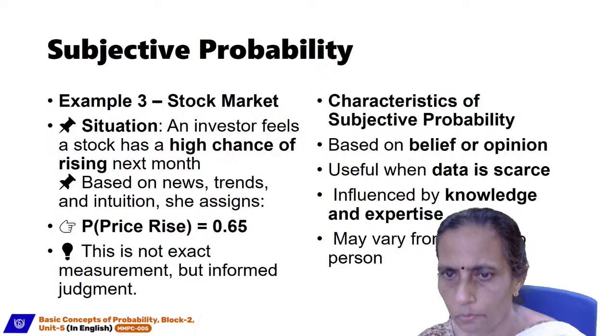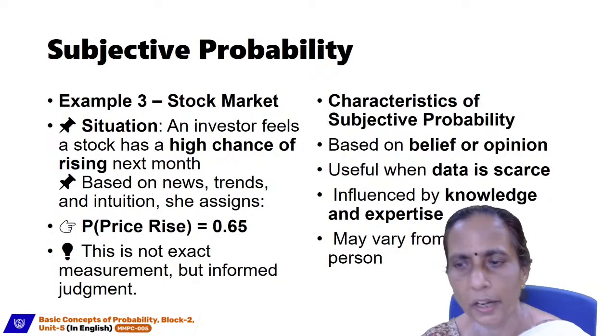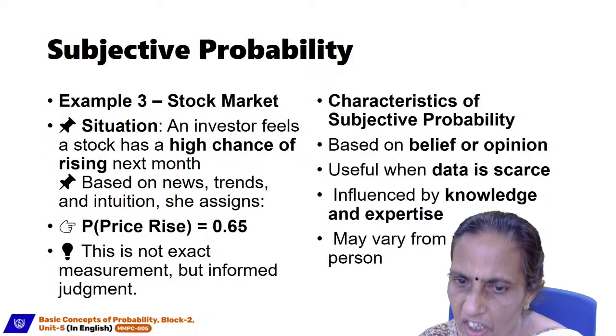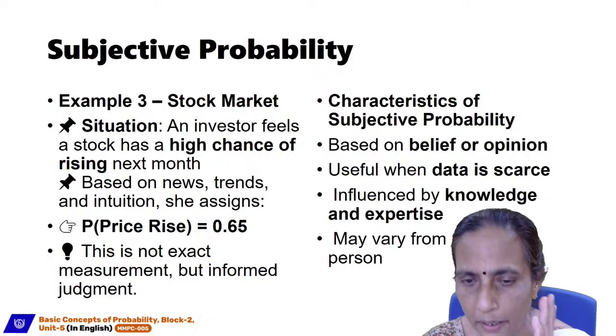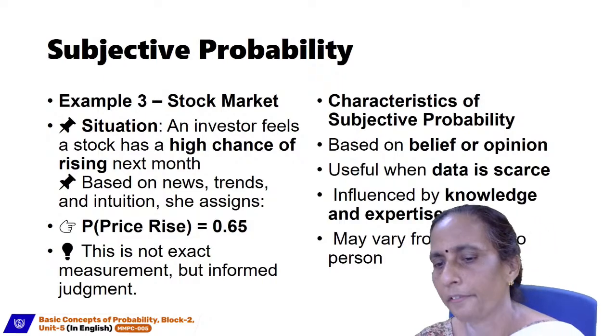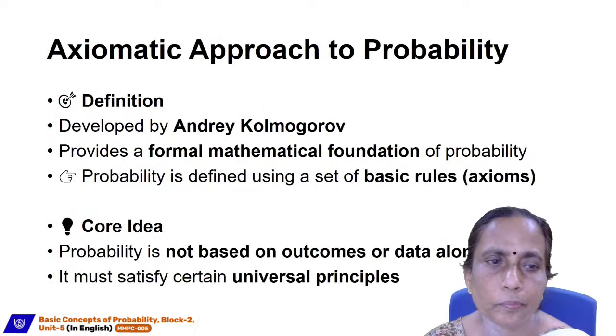So the characteristics of subjective probability: it is based on belief or opinion, useful when data is very rare or scarce, influenced by knowledge and expertise, and it definitely varies from person to person.